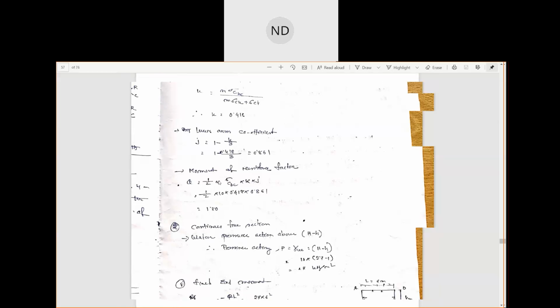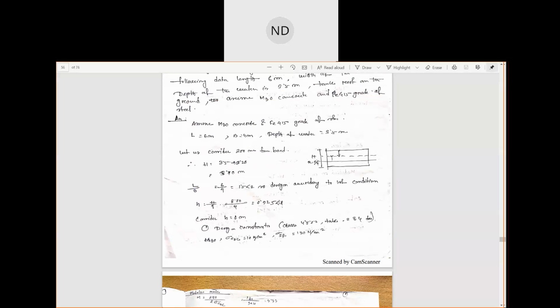The constants, modular ratio, lever arm coefficient, moment of resistance factor Q, and water pressure for the continuous frame action at the top. That means we had 3.70 meter, and the bottom portion 1 meter. This 1 meter was for your cantilever action here.